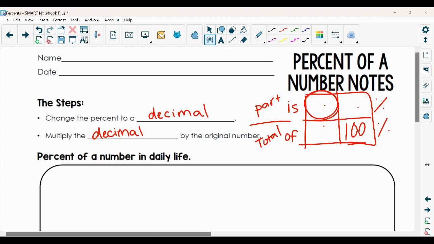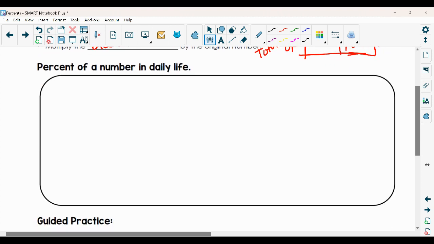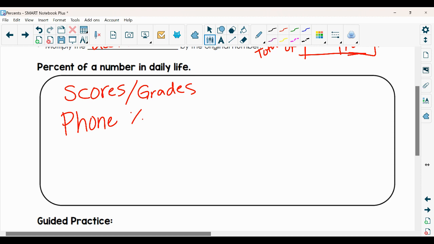Okay? So before we start solving, I want us to think about, when do we use percents in our life? When do you see percentages in your everyday life, Maddie? Scores and grades, right? Like if you make a 95, that's a 95%. Ava. Phone battery percentage, phone percentage, or usage percentage. Have y'all seen that? Like where it breaks down what apps you use the most and the percentage and stuff. Kennedy?